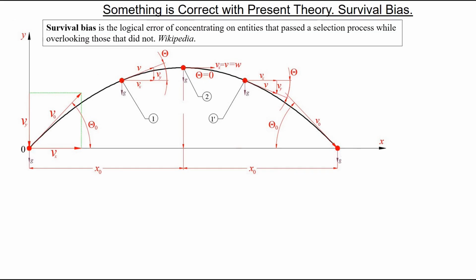Survival bias is the logical error of concentrating on entities that passed a selection process while overlooking those that did not. Why has nobody tried to correct the obviously wrong theory? Because something is correct about that theory, or the equation contains conclusions that match experimental evidence. In logic, half or one-third truth does not exist. In my opinion, one-third of the parabola equation is correct.